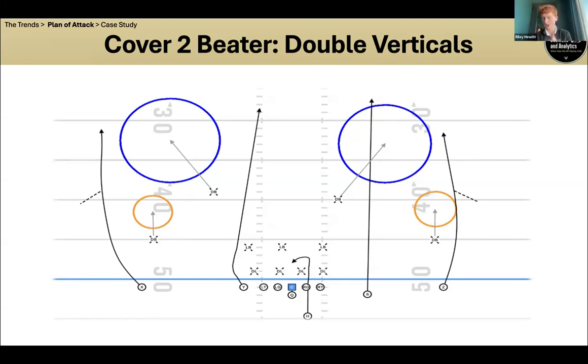Now, cover two is the most common of all two high coverages, and how it works is each safety is assigned to cover a deep half of the field. So each safety has to cover their own half by themselves.